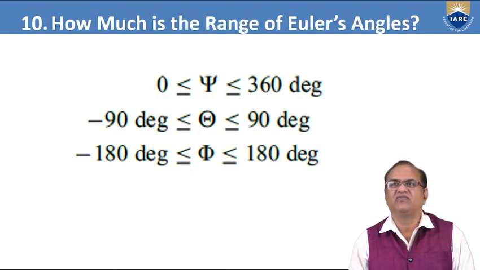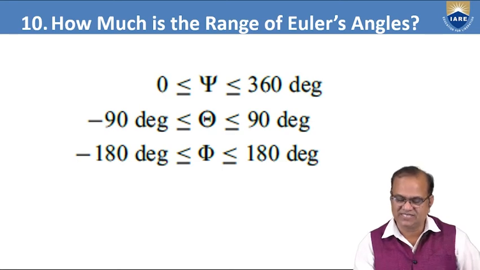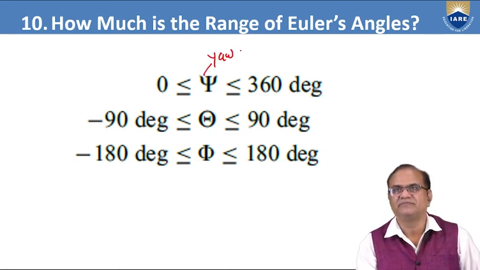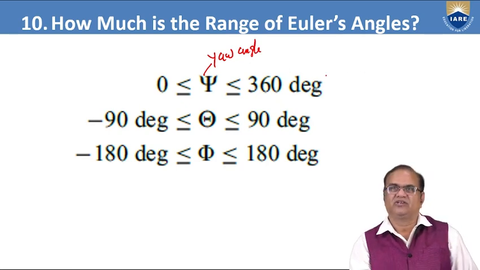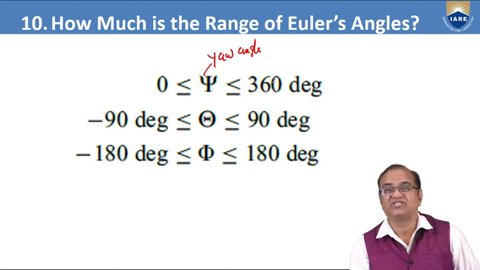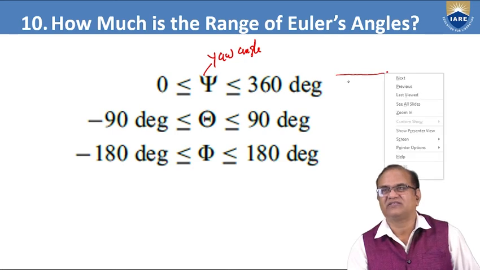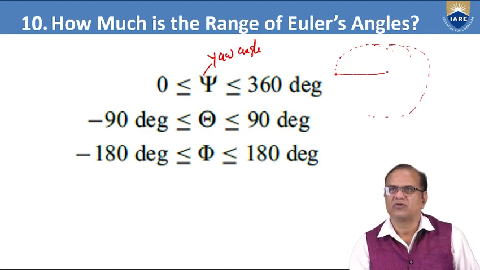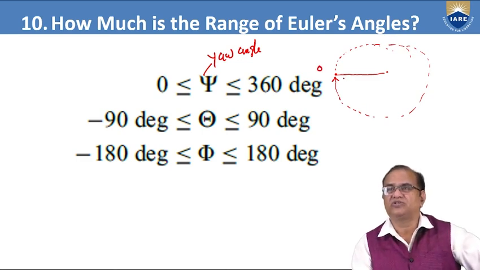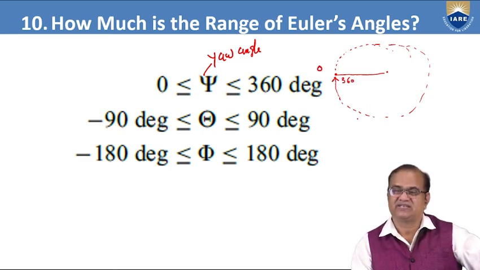How much is the range of the Euler angles? We know that the first angle is psi, and this is the yaw angle. So how much can your aircraft go in yaw angle? It can go from 0 to 360. If you start from here and you want to go from here, you can go in any direction. Up to 360 you can move. You can reach here. So from 0 to 360 you can rotate about the z axis.